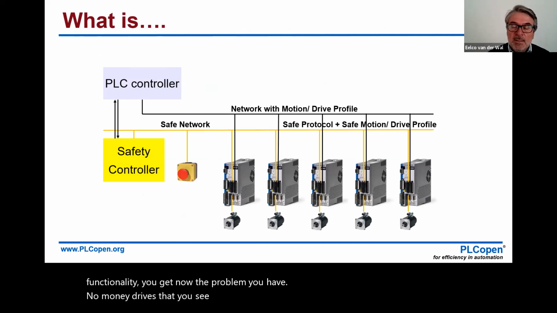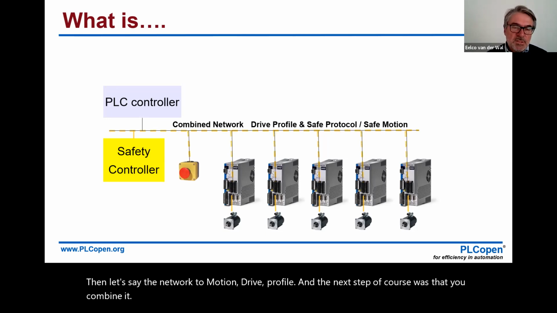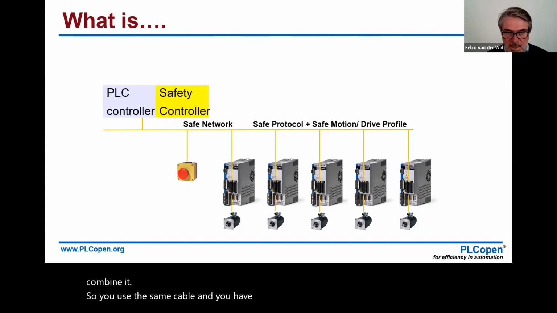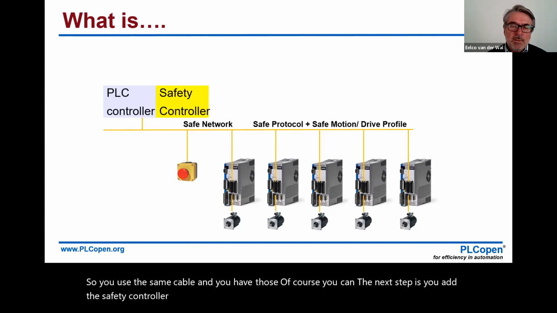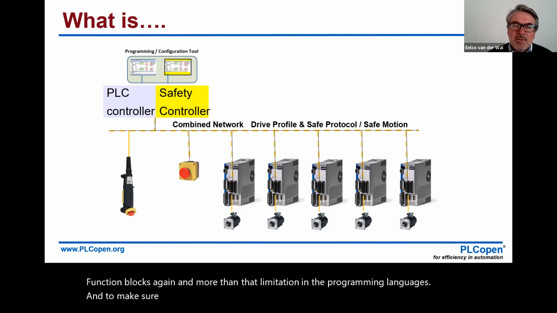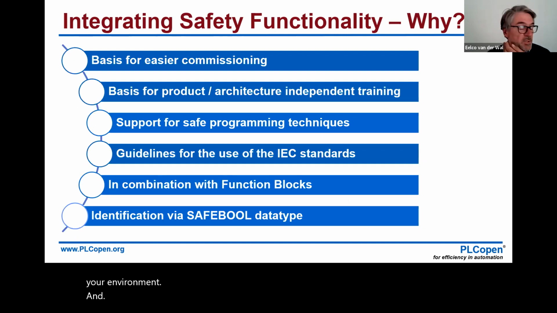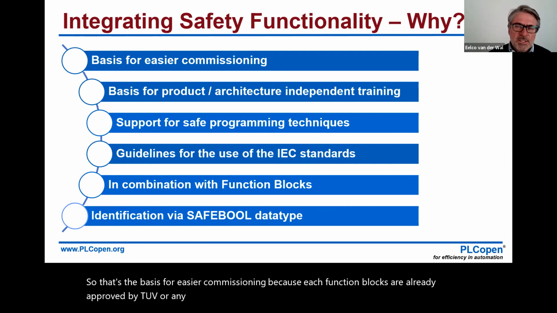you see a safe network coming in that can be separated from the whole network for the motion drive profile. The next step, of course, was that you combine it. So you use the same cable. Of course, the next step is you add the safety controller to there. And based on that one, we created a whole set of function blocks again, and more than that, a limitation in the programming languages to make sure that you can easily add your safety application program to your machine, to your environment. So that's the basis for easier commissioning, because these function blocks are already approved by TÜV or any other organization there.